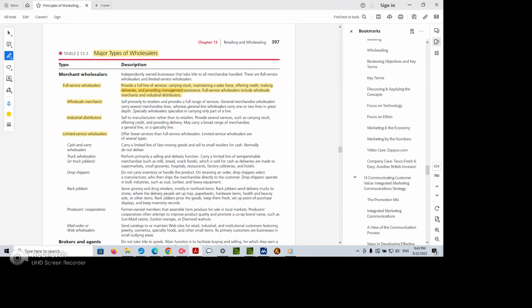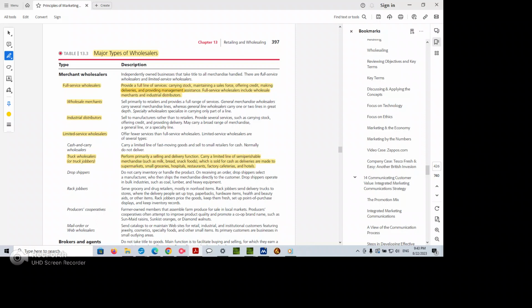They perform primarily a selling and delivery function. They carry a limited line of semi-perishable merchandise such as milk, bread, and snack foods, which is sold for cash, and deliveries are made to supermarkets, small groceries, hospitals, restaurants, factory cafeterias, and hotels.